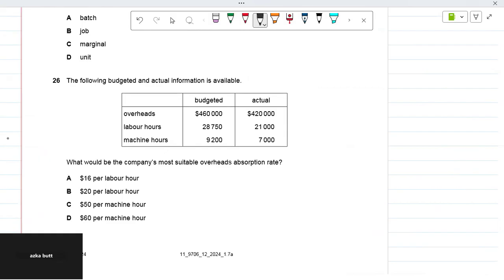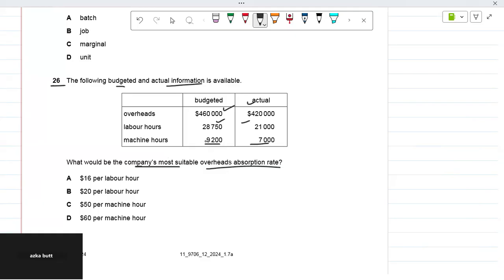Question number 26. The following budgeted and actual information is available. We have the overheads, budgeted and actual, labor hours, actual and budgeted, and machine hours, budgeted and actual. What would be the company's most suitable overhead absorption rate? To calculate it, we need to choose between labor hours or machine hours.